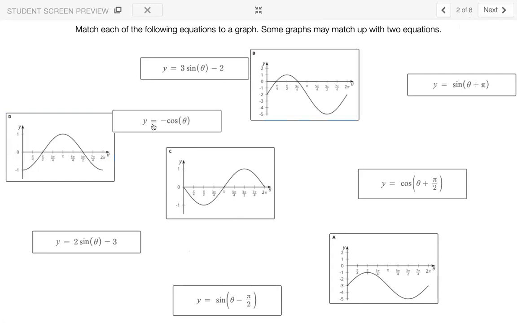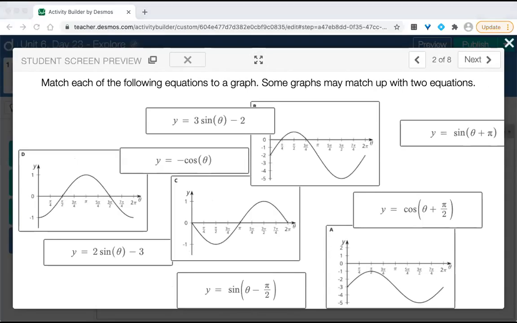Okay, a couple of things to keep in mind while students are working on this card sort, thinking about what students might do to match equations with their graphs. They might evaluate these functions by thinking about certain inputs, like theta equal to 0 or theta equal to pi over 2, and then evaluating the function to help them eliminate possibilities when identifying the correct graph.